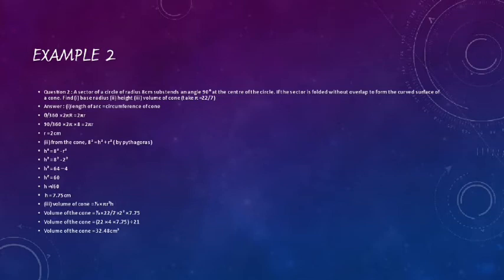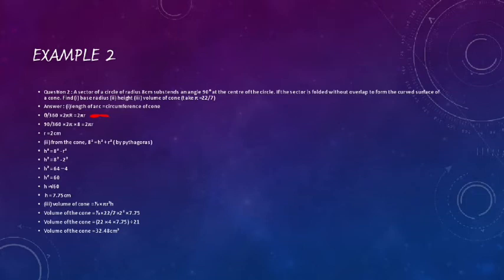Solution. Remember the length of an arc equals the circumference of the base. That's the first relationship between a sector and a cone. We have theta over 360 times 2πR equals 2πr, which is the first relationship. Our theta is given as 90 degrees. If you put 90 degrees in place of theta, you have 90 over 360 times 2π. Our radius is given as 8 centimeters, and this equals 2πr.